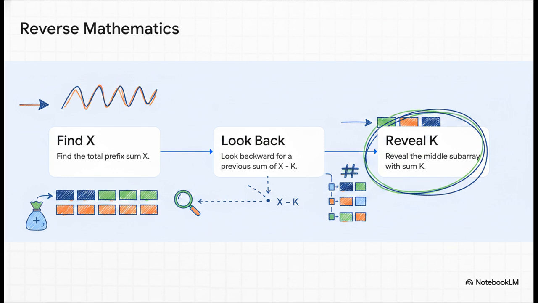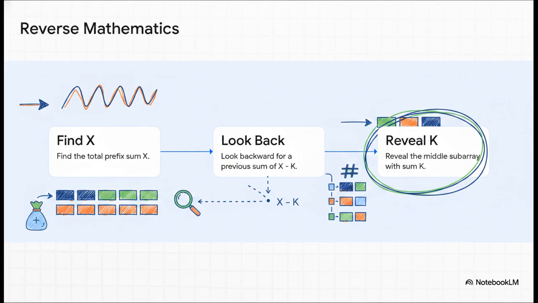So how do we actually use this for algorithmic detective work? Well, it's a little thing called reverse mathematics. Imagine you're walking through the array, adding up numbers as you go. Your total running sum right now is x. But remember, you're looking for a subarray that adds up to k. If you can just look backward into your hash map and find a point where the running sum was exactly x minus k, boom!